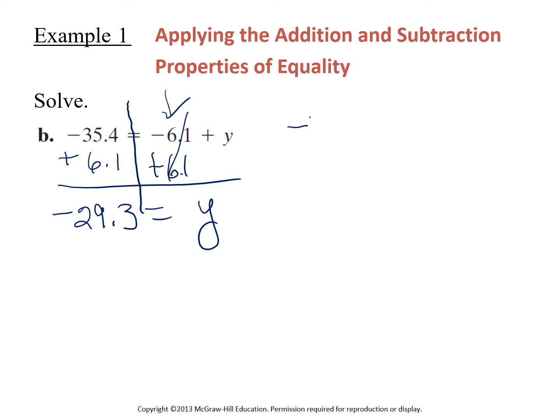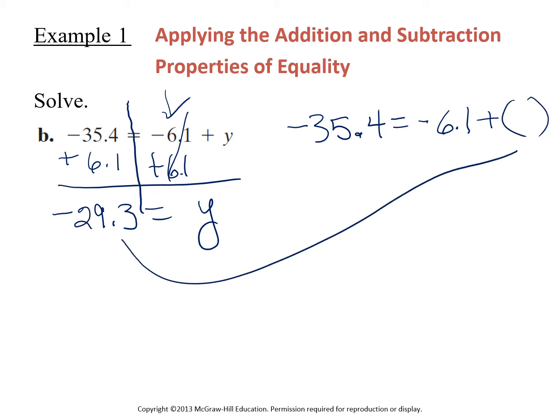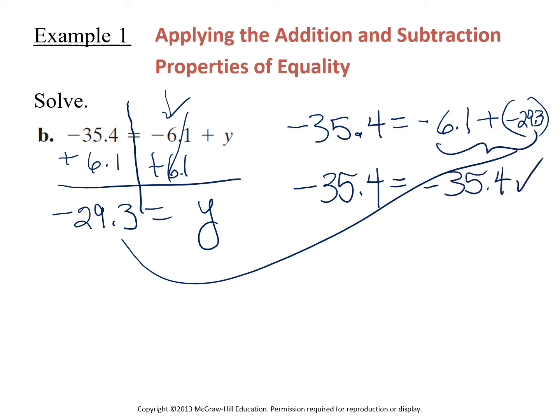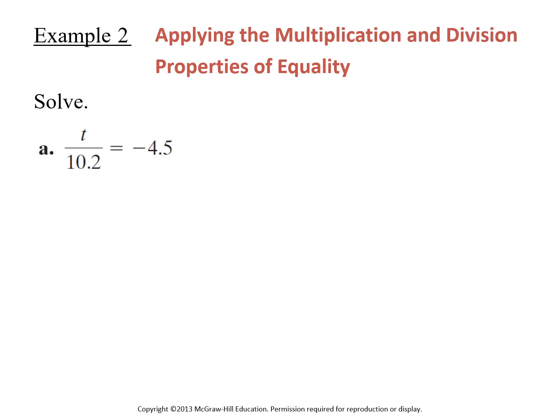So I will check my solution by substituting my solution in the original equation for y, and when I put negative 29.3, I have negative 35.4 on the left, and on the right this is negative 35.4 as well. So I get my balance statement to check my solution, negative 29.3.